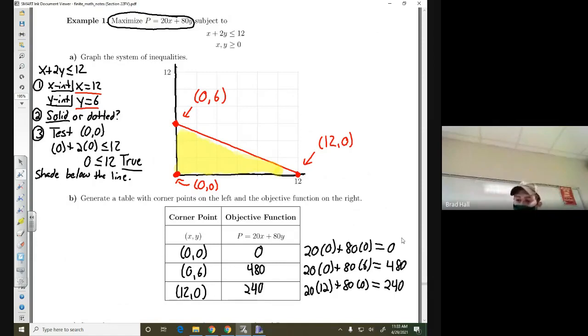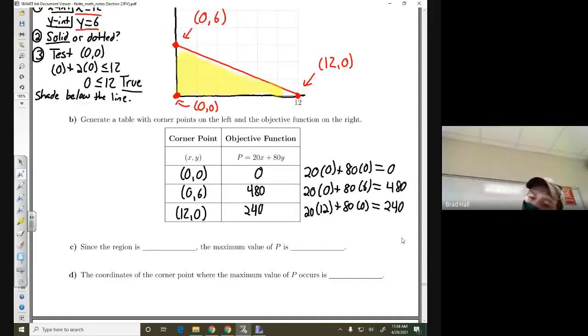So, once you find the values for the objective function, they first want us to determine whether the region is bounded or unbounded. Now, our shaded region does not just shade off continuously in any direction. It's trapped by line segments all around. So this is a bounded region.